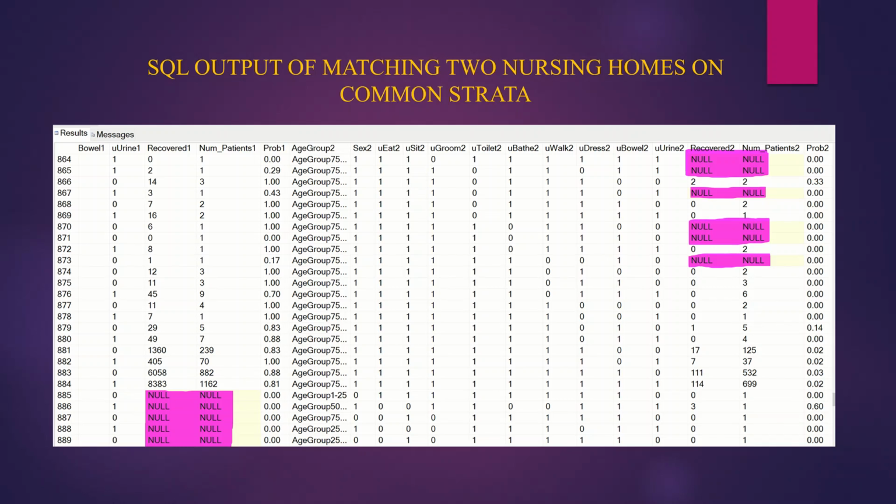So all the null values in nursing home A have only one patient in nursing home B, and almost all the null values in nursing home B have mostly one patient in nursing home A. So these are the rare cases which we can actually filter further.